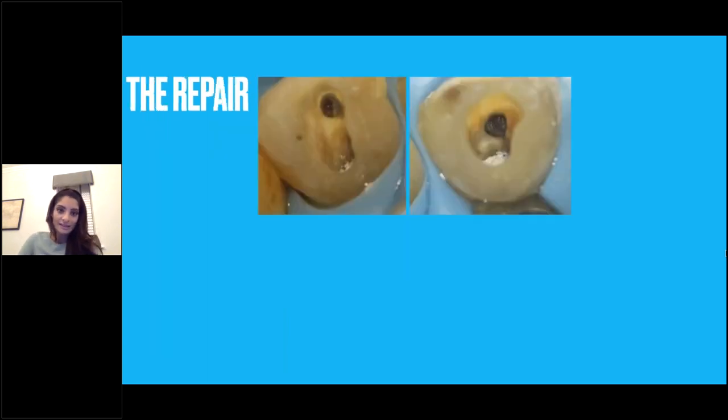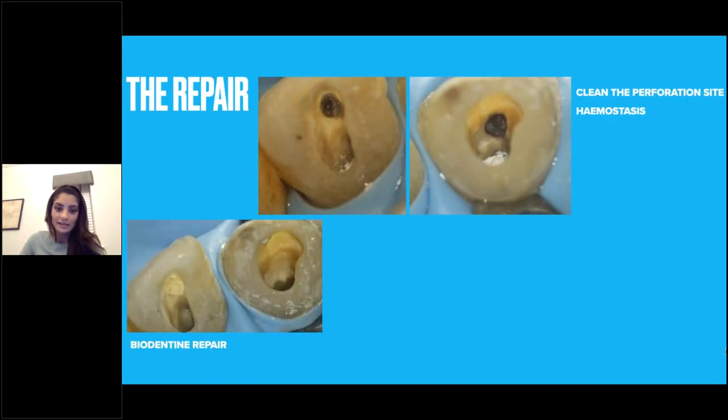So repairing this case, the first thing you have to do is clean the perforation site. We can see here I've removed any GP, any traces of sealer, to make sure that the site is nice and clean. We want to get good hemostasis because we can't put a perforation repair material over something that's bleeding. And here I've repaired both of those perforations with Biodentine.